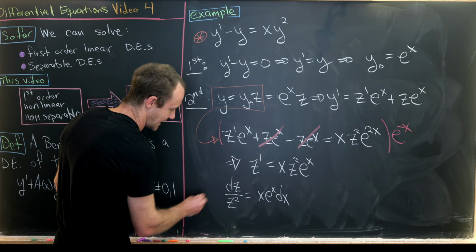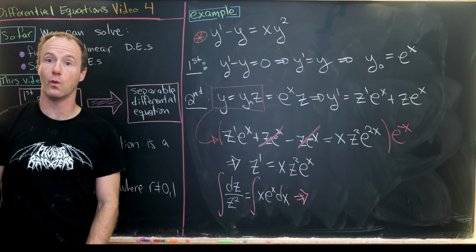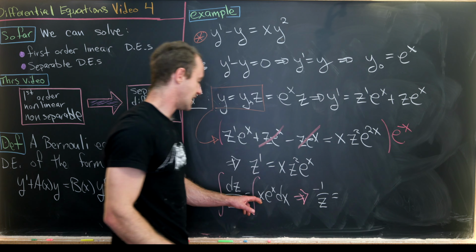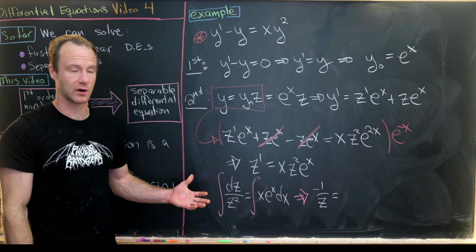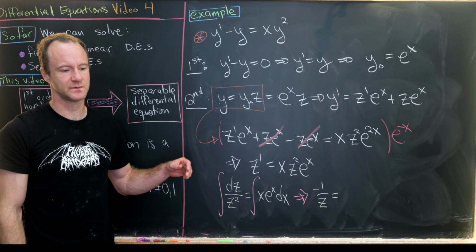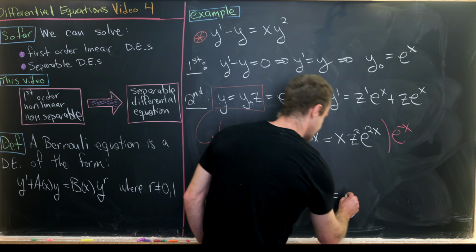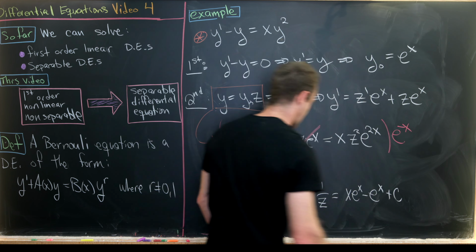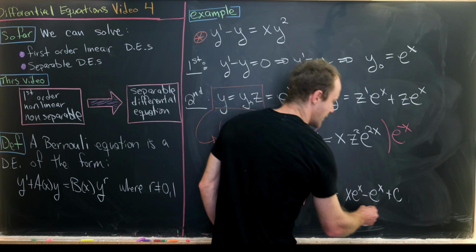And then take the antiderivative of both sides. So the antiderivative of 1 over z squared will be minus 1 over z. And then the antiderivative of x e to the x, that actually requires integration by parts. I'll let you guys work that out. We did some review of problems like that earlier, but what you end up with is x e to the x minus e to the x, and then plus our constant of integration. Okay, so there we've got our value for 1 over z.